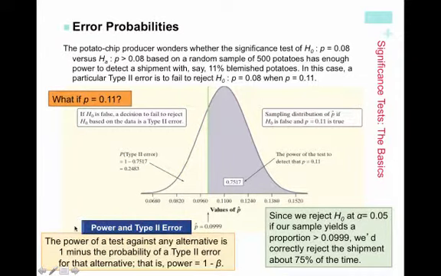The power of a test against any alternative, so the power of this test against an alternative being 0.11, will be 1 minus the probability of a type 2 error. So the probability of a type 2 error is that we don't reject the null hypothesis when it is false. That's this part down here. That is our 0.2483. So about 25% of the time, we are not rejecting the null hypothesis when it's false, for the specific instance of the true proportion being 0.11.